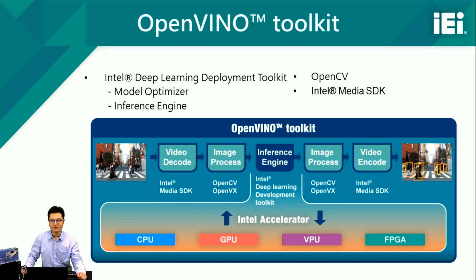The figure is the OpenVINO Toolkit workflow. The Intel Media SDK decodes the compressed video stream, then the image is pre-processed by OpenCV, then the inference engine is called to predict the input image. After prediction, it needs image post-processing, which means you will use OpenCV again. Then the final step is to encode the video, then send it to another server.